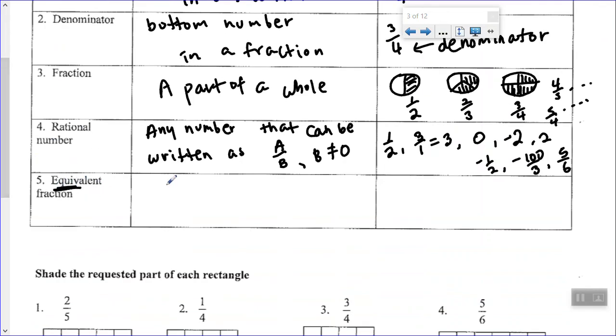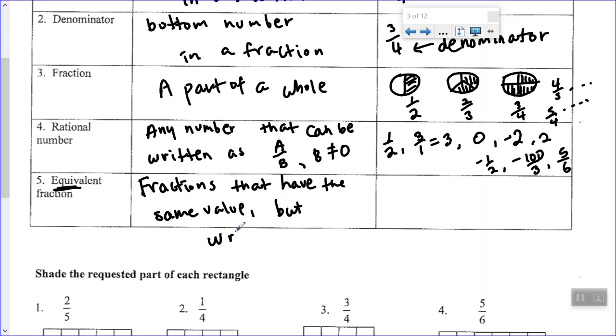Equivalent fraction. Equivalent means the same. So you have 2 fractions which are the same, that have the same value, but they are written differently. So if you simplify them, you will get the same fraction. So basically, 2 over 4 is the same as 1/2. They are equivalent fractions. They represent the same number, but they look different.